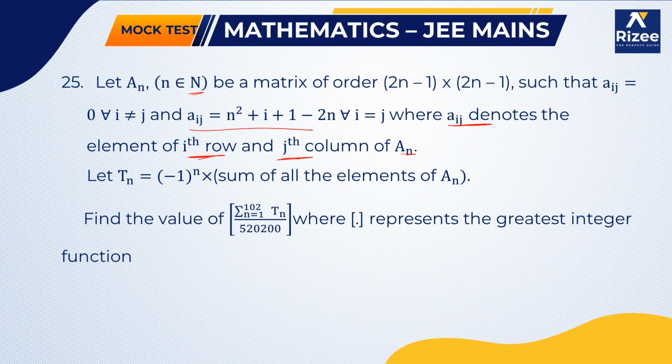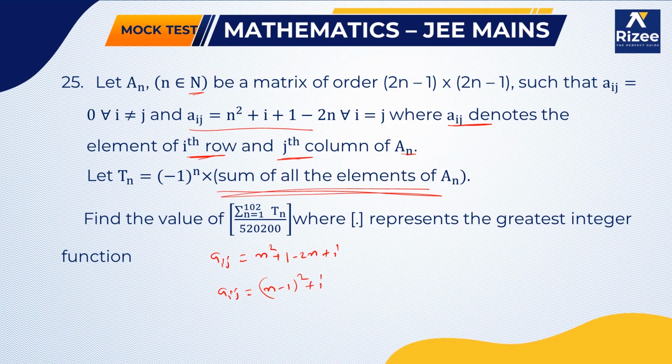Given aij is equal to n square plus 1 minus 2n plus i. Aij is equal to n minus 1 whole square plus i. So what he is saying, the ith row, 2n minus 1 into 2n minus 1 is the matrix order. Sum of all the elements can be written as summation i is equal to 1 to 2n minus 1 of n minus 1 whole square plus i. Simply we can write the summation, the sum of all the elements of A n.